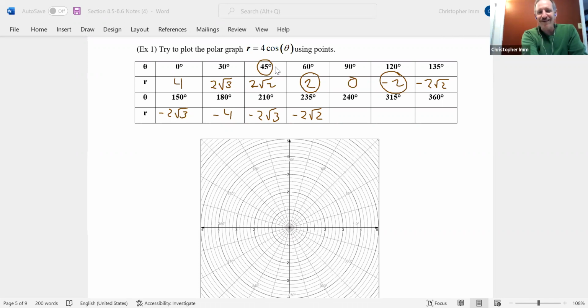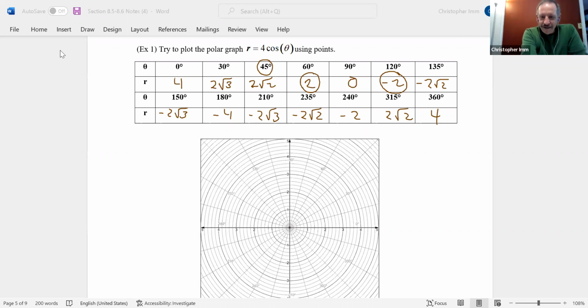240, that's still in quadrant 3, right? So that would be the -2. 315, that's in quadrant 4, and cosine's positive there. And then 360, we're back to where we started, 4. So we can go ahead and plot those and see what sort of graph we come up with here.